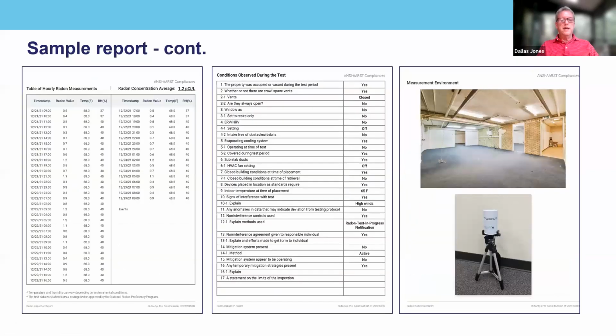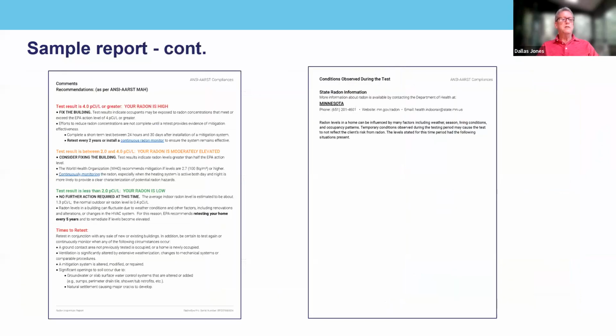But you can see that when you go through and quickly enter yes or no on your mobile app to these questions, then you have everything you need for your ANSI-ARS compliant test. You can put in photographs both under the measurement environment section as well as under the comment section. So actually 2 photographs per each of those sections. So you could have 4 photographs if you want.